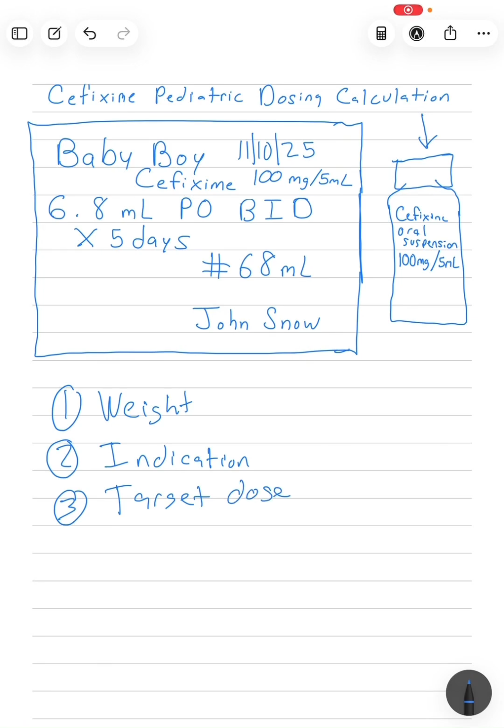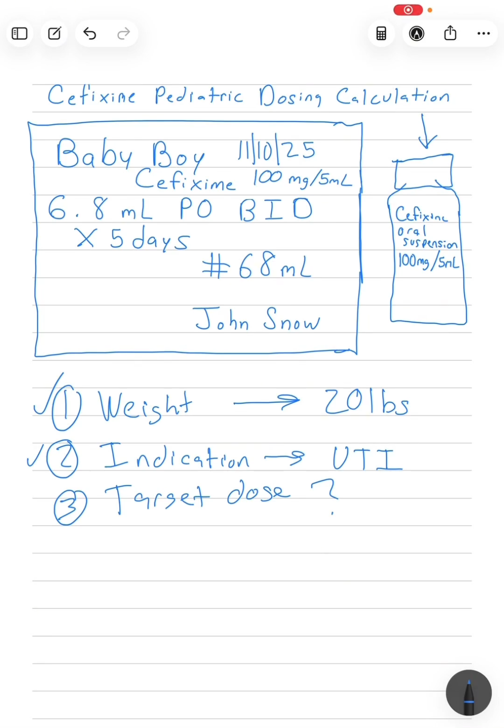So let's call the doctor's office, and once we do that, they let us know that the child weighs 20 pounds. Awesome. Step one is done. Step number two, we call, and when we call, they let us know that it's for a UTI. Awesome. Step number two is done. For number three, we weren't able to get a target dose from the staff. So we don't know what the doctor is trying to achieve here. We have enough information to at least get started.